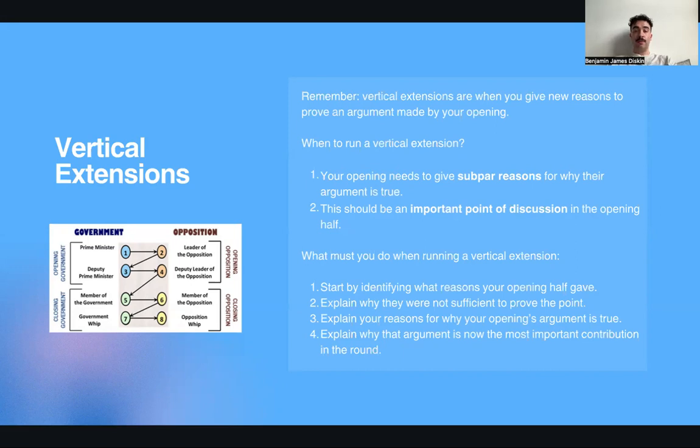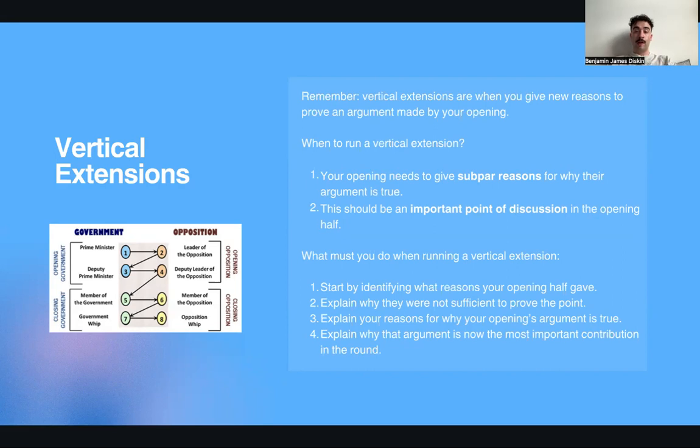And so if the adjudicator believes you give lots of good reasons, but they already in large part believe the argument, then they would not credit you for them believing the argument. They would credit the reasons that their opening gave that already caused them to believe that that was a good argument made by the government bench.